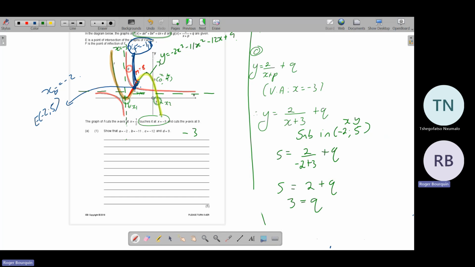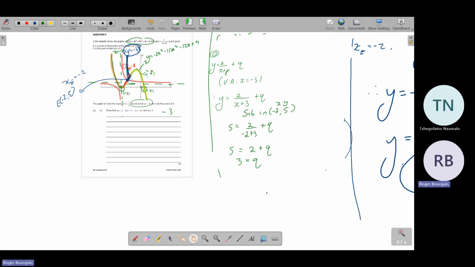Always go back and say, have I answered the question? What was the question? Determine the equation of G. Determine the equation. If you stop there, you've lost the mark. Why? Because the question said, what is the equation? I haven't written what the equation is. So go write down the equation if you haven't yet done that, in the form of y. So y is equal to 2 over x plus 3, plus 3. Are you happy with that? Yes.